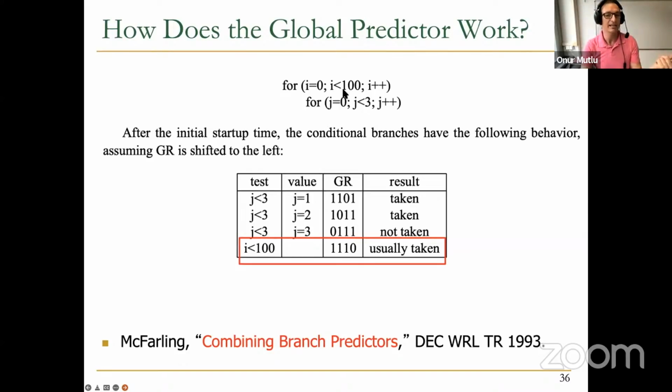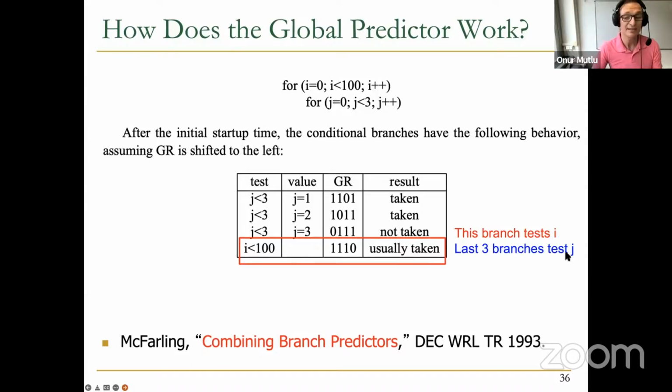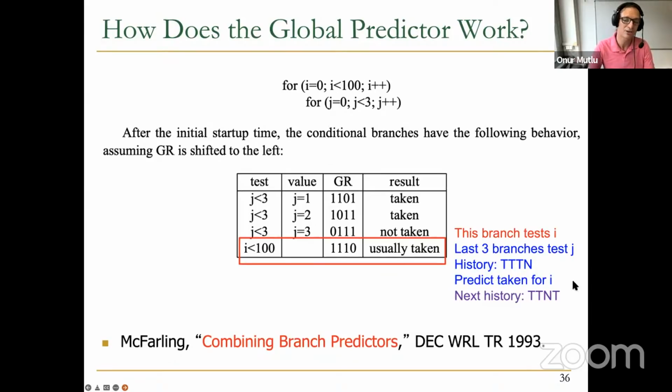It's mostly taken. So the history at the time you test branch I, where the last 3 branches actually test J, looks like this: taken, taken, taken, not taken. And you predict I as taken because it's supposed to be taken. Over time, you train the predictor, and it's predicted as taken. For the next history, you shift in the outcome of I, which is going to be taken, and you shift out the oldest outcome. So the next history becomes taken, taken, not taken, taken, which is this one over here.